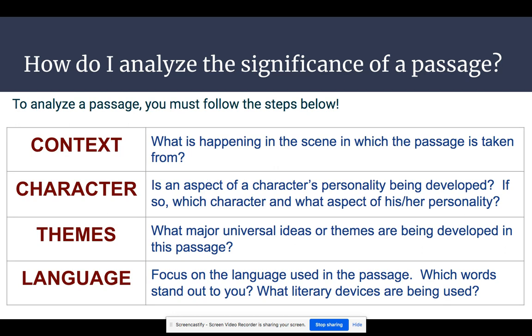And lastly, you're focusing on language. Okay, significant passages are very rich in language. So you want to sort of focus in on the significance of the language used. To do that, first you want to focus on which words stand out to you and why. You also want to highlight literary devices that are being used and use that to analyze the passage.